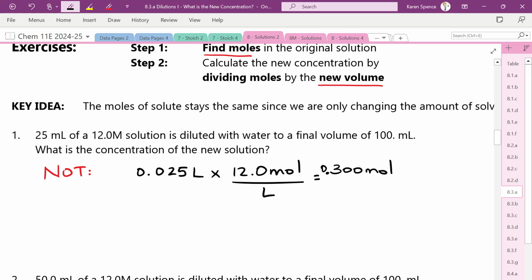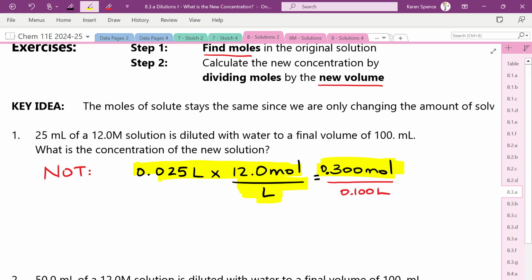That is a true statement, but what you cannot do is at this point go divided by 0.100 liters, because now you've made those 2 sides not equal. Does that make sense? Right? Because all of the yellow stuff is equal to the yellow stuff. It's not equal to the yellow stuff divided by 0.1.